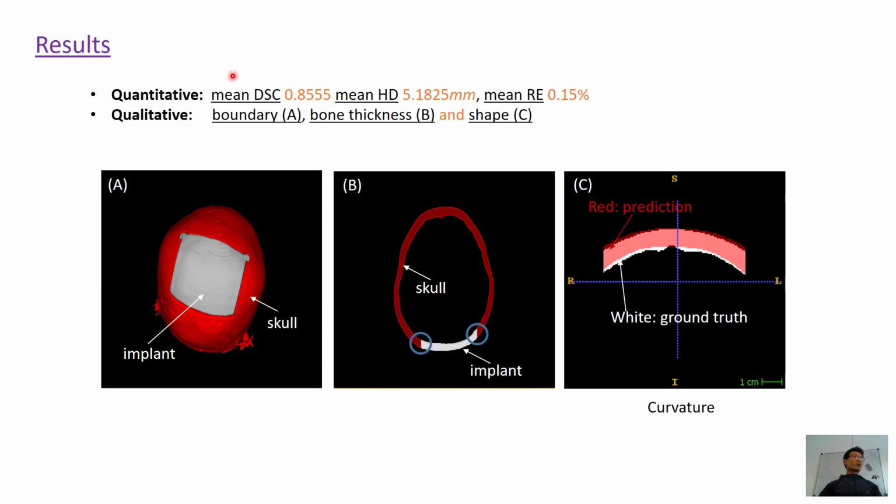Our proposed framework achieved an average of 0.85, 5.18, and 0.15% for dice score, Hausdorff distance, and reconstruction error, respectively on the 100 test data. For qualitative evaluation, the proposed implant can match with the defect skulls in terms of defect boundary, bone thickness, and shape.